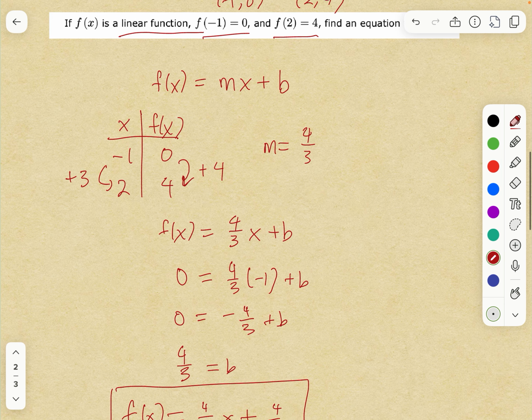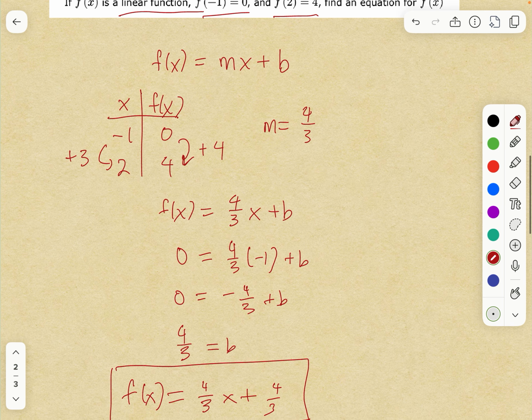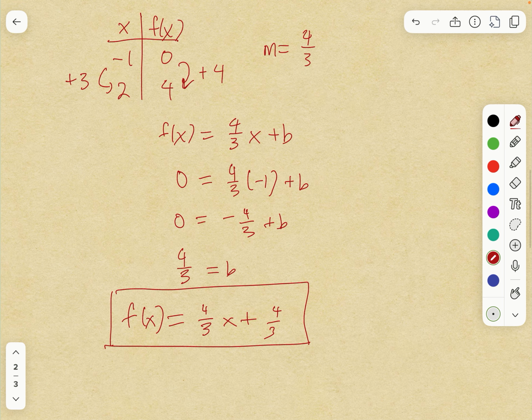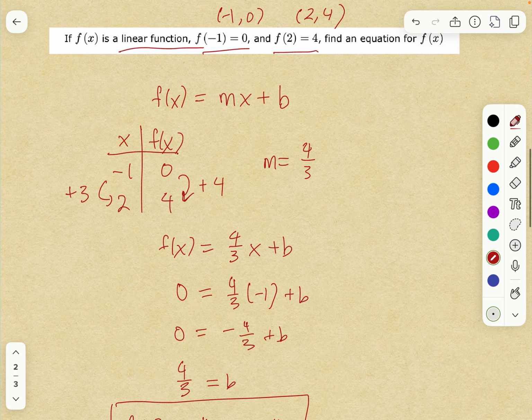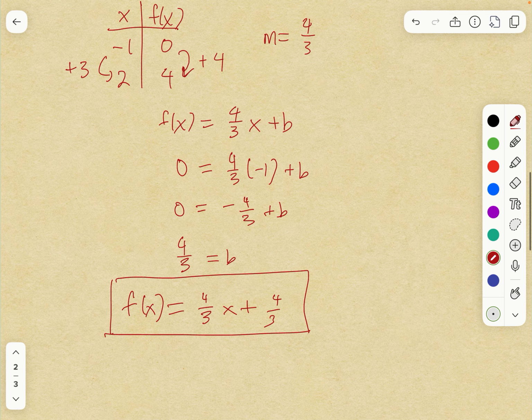You can check that if you evaluate f of 2, you get 4/3 times 2, that's 8/3, and if you add 4/3, you get 12/3, which is 4. And when you plug in x equals -1, you get 0. And this has the form mx plus b, so this is certainly the correct answer.